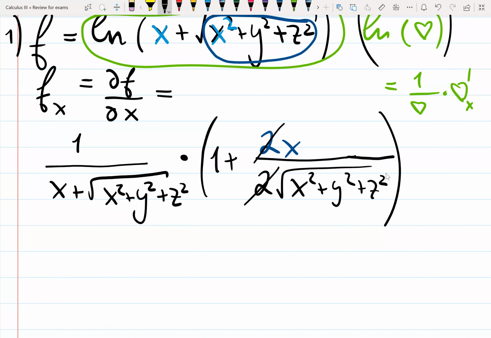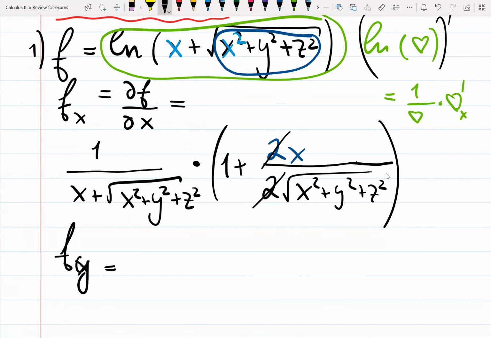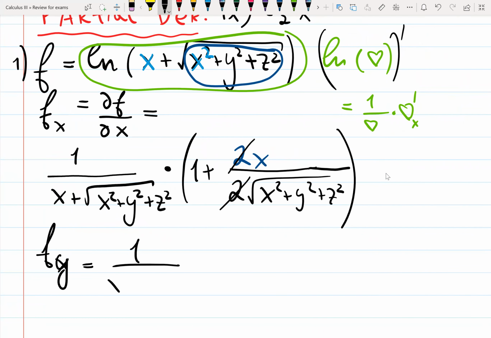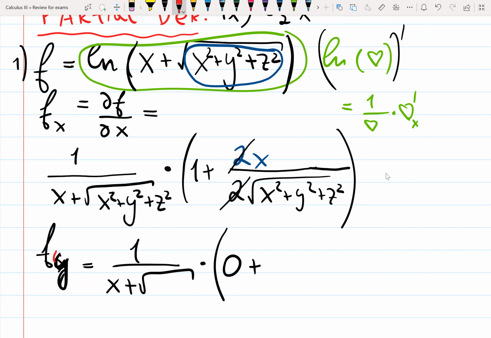And now guess what? I will just do one more, but you should practice all of them. Derivative with respect to y will be exactly the same thing. 1 over love, so that's the whole thing over here, times the derivative of love. That's the function inside of the log. But this time, the derivative of x is 0 because x is now treated as a constant, while y is now a cool guy. Y is treated as the variable, and it's the only variable here.